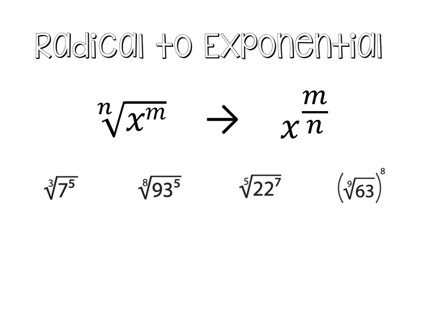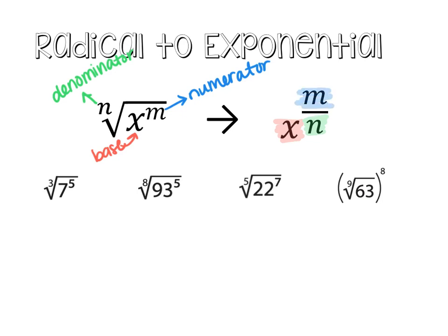Now we're going to go radical to exponential, and so basically we're just going backwards. So the index becomes the denominator of our fractional exponent. The power on the inside becomes the numerator. And the radicand becomes the base. So my radicand becomes my base. My index becomes my denominator. My inside power becomes my numerator.